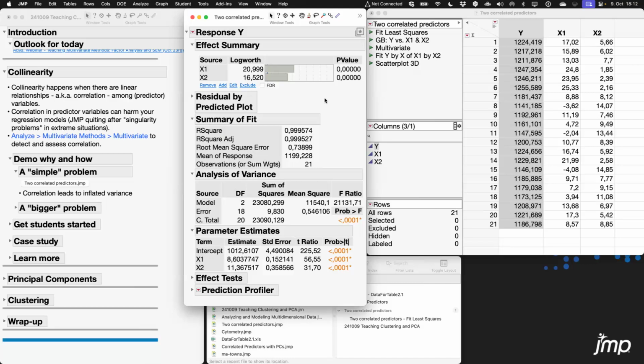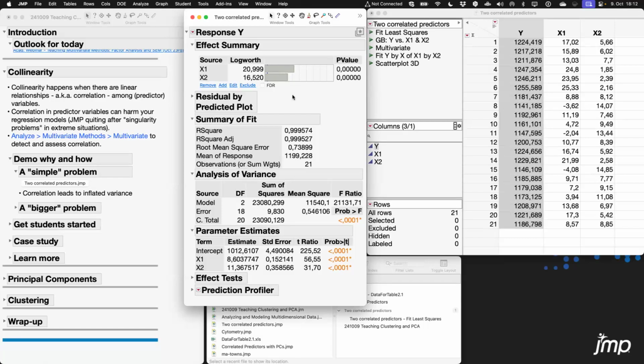And then we get the output we see here. So great to see an R squared of 99%. The standard deviation of the error is reasonable. The overall model is significant. So that's the whole model test here, the analysis of variance. We see significance. We also see significance for both parameter estimates, the interesting ones, X1 and X2. So what is the problem?